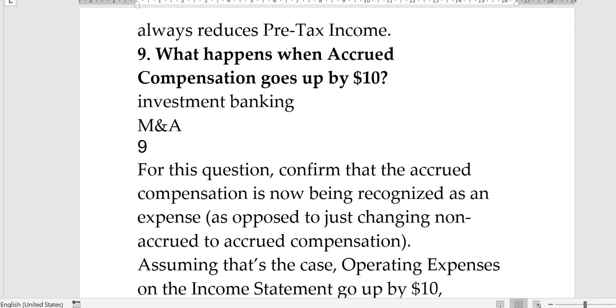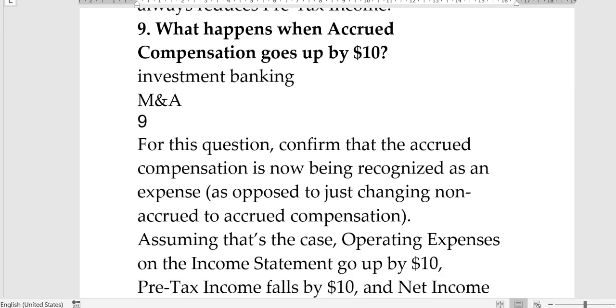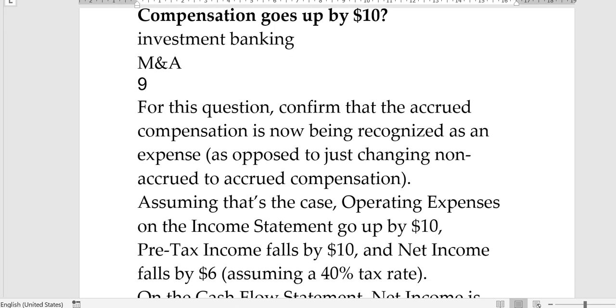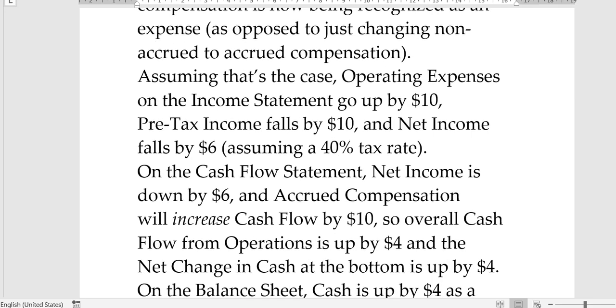What happens when accrued compensation goes up by 10? For this question, confirm that the accrued compensation is now being recognized as an expense. We recognize expenses when they are generated, not on a cash basis. We record only on the basis of generation. So assuming that, the operating expenses on the income statement go up by 10, like your accrued expenses increase by 10.